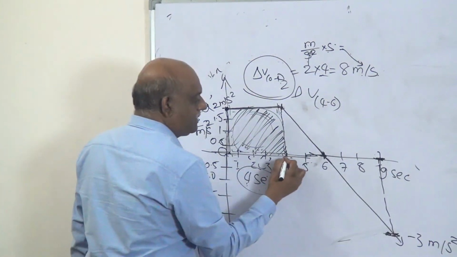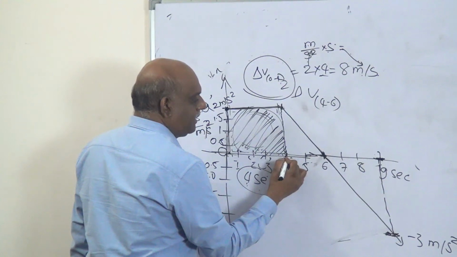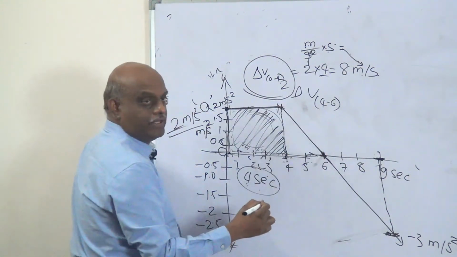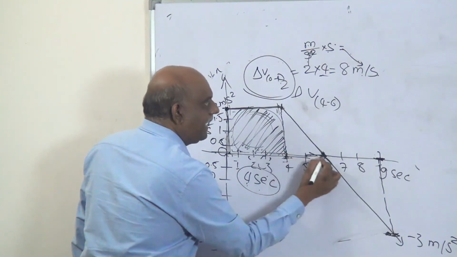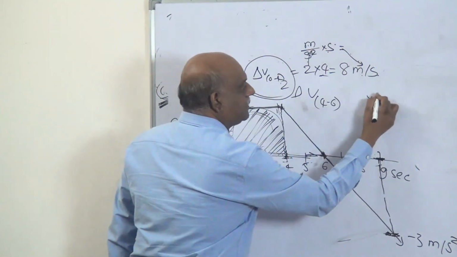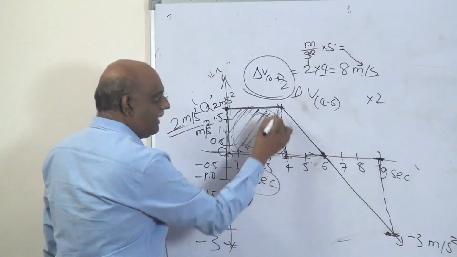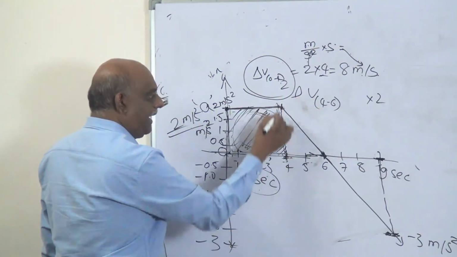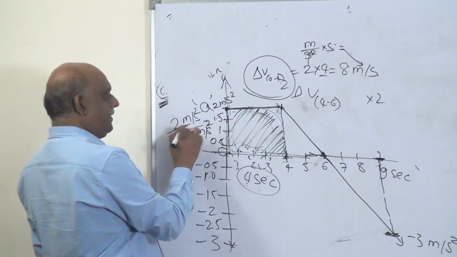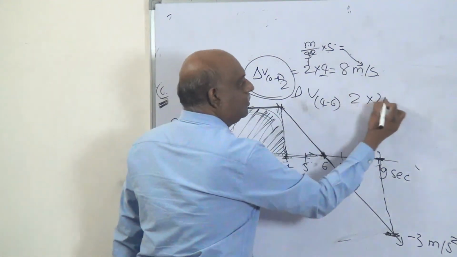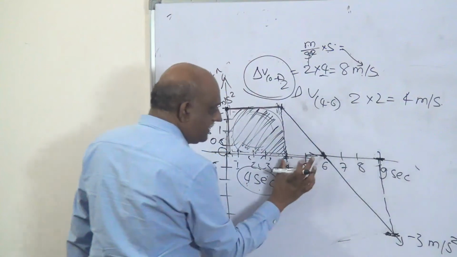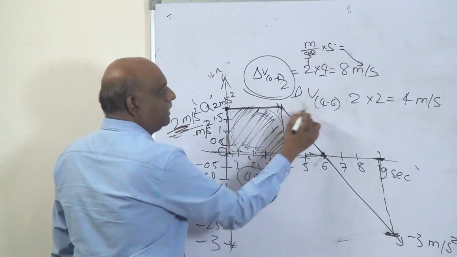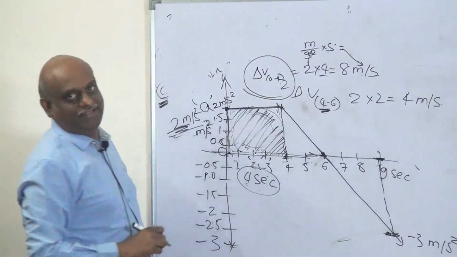Typically, this is a triangular area. So, on the x-axis, what is the change in time? Change in time is 2 seconds. And on the y-axis, what is the height? Already we said 2. So, 2 into 2 is equal to 4 meters per second is the change in the velocity from the 4th to 6th seconds.